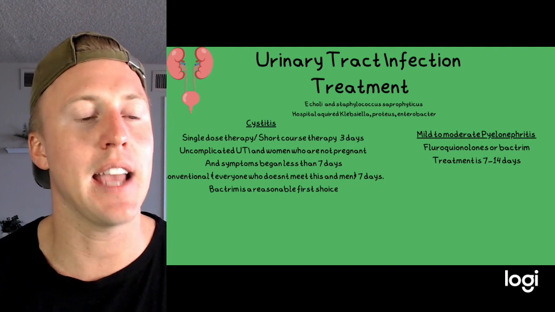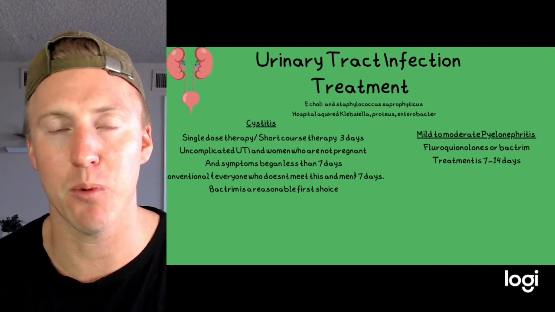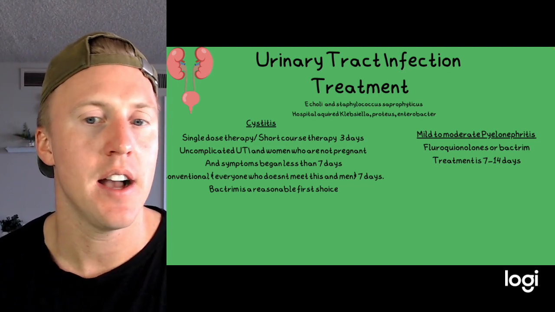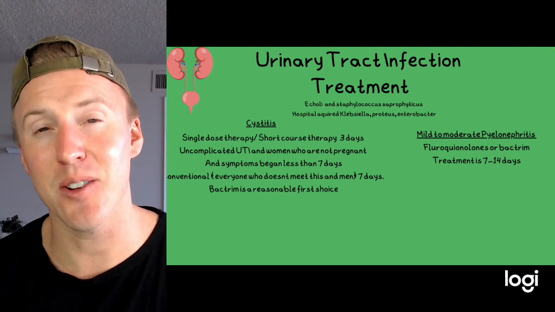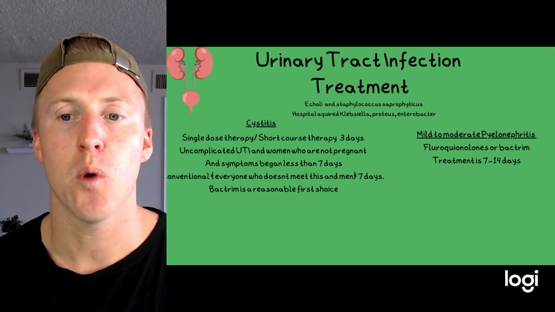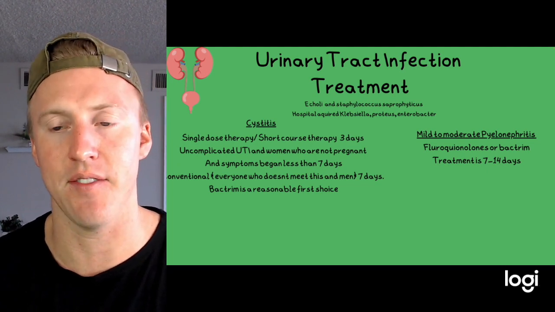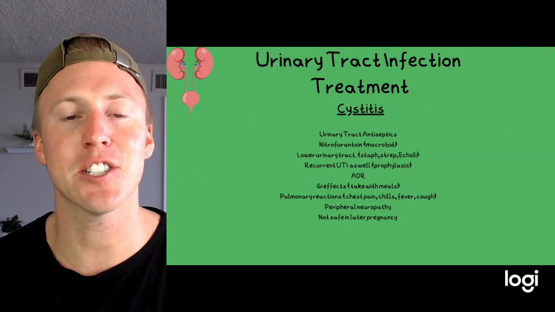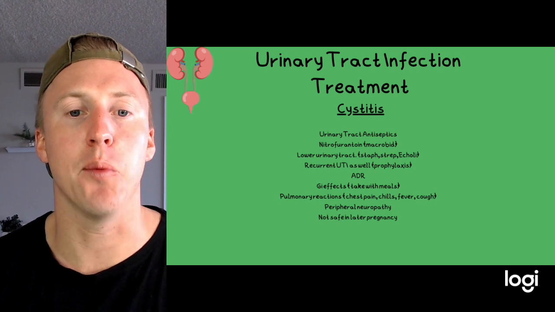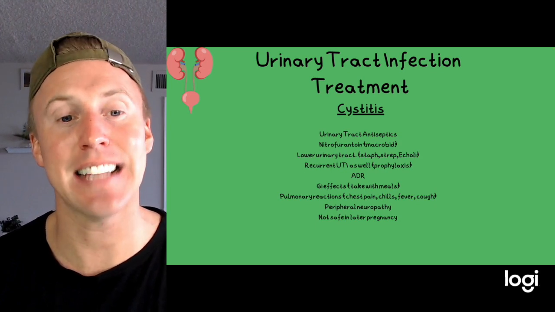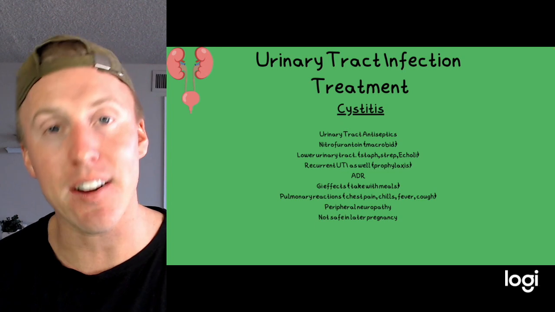Okay. Again, Bactrim is something we're going to see commonly, one of our sulfa antibiotics. Now, if we have pyelonephritis, mild to moderate, we can give Bactrim, but treatment's going to be longer than 7 days, up to 14 days. Again, with just normal cystitis, we can give urinary tract antiseptics. A good example of that is Macrobid.